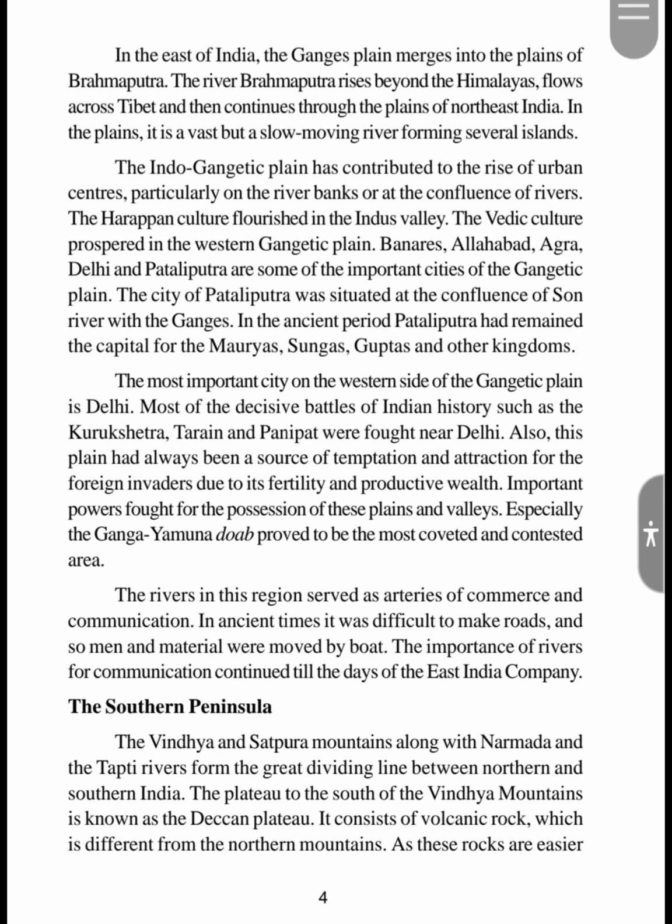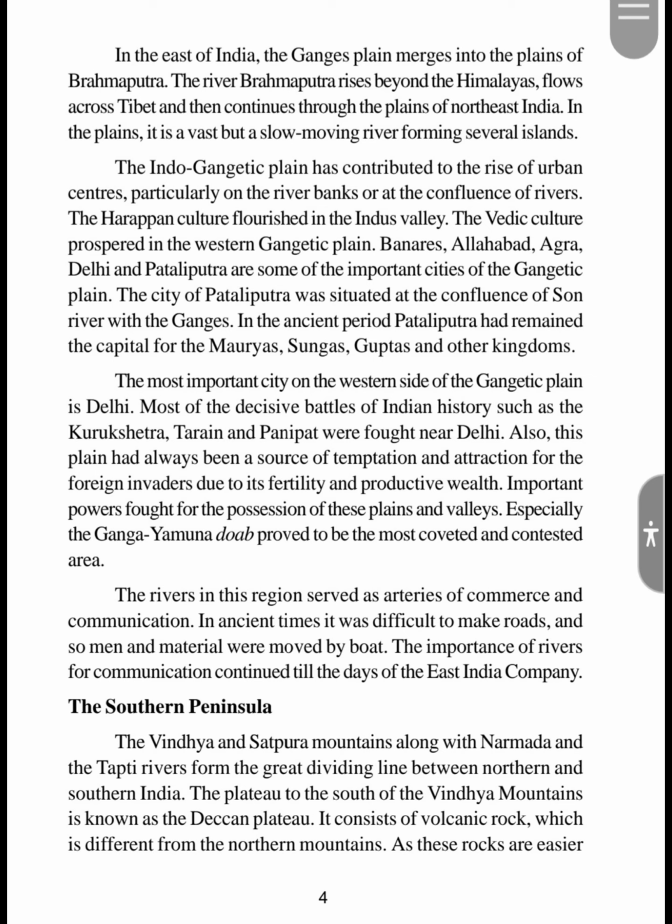In the east of India, the Ganges plain merges into the plain of Brahmaputra. The river Brahmaputra rises beyond the Himalayas, flows across Tibet, and then continues through the plain of northeast India. In the plain, it is a vast but slow-moving river forming several islands.